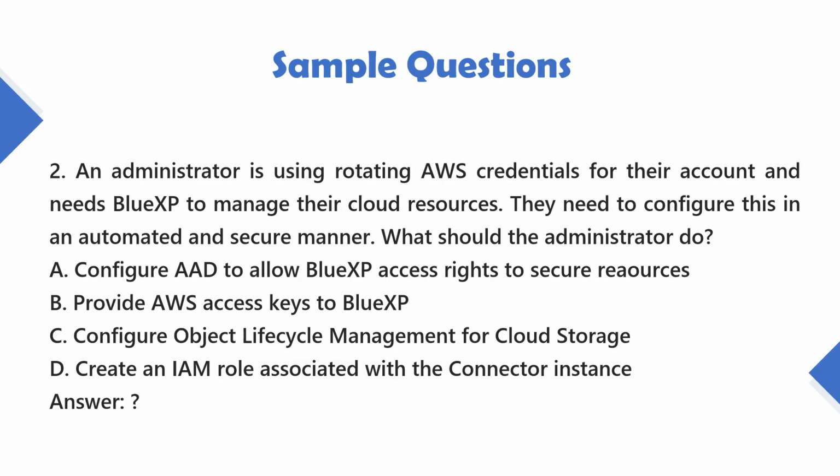2. An administrator is using rotating AWS credentials for their account and needs BlueXP to manage their cloud resources. They need to configure this in an automated and secure manner. What should the administrator do? A. Configure AAD to allow BlueXP access rights to secure resources. B. Provide AWS access keys to BlueXP. C. Configure Object Lifecycle Management for cloud storage. D. Create an IAM role associated with the connector instance.